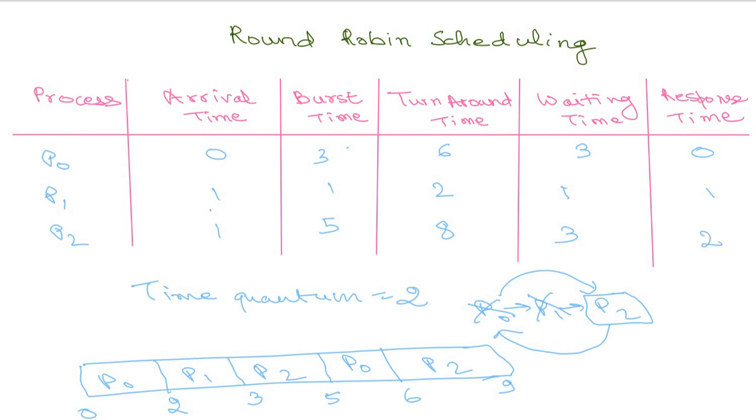So this is the overall process: arrival time, burst time, turnaround time, waiting time and response time. We can also calculate the average waiting time and average response time. We can see here that the average response time is quite less. So that's all about round robin scheduling. It's basically a preemptive scheduling algorithm.